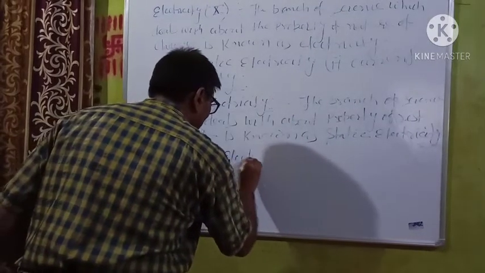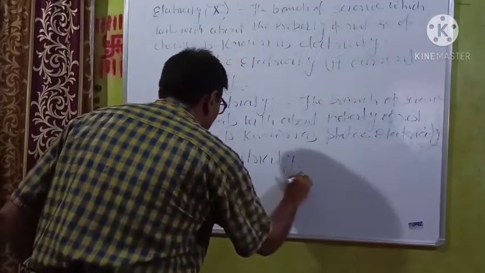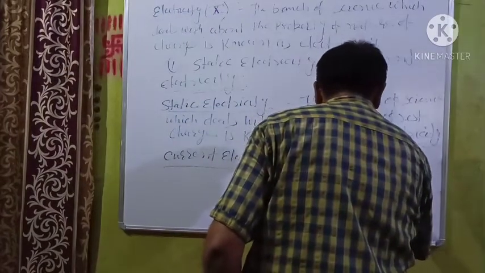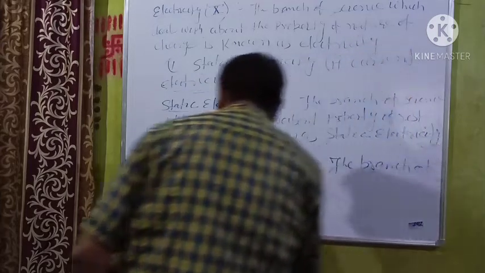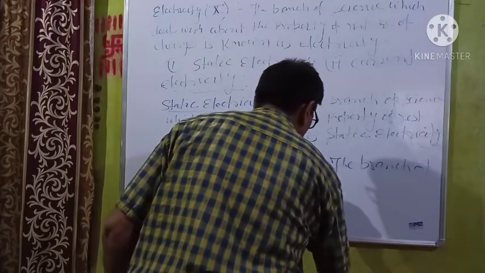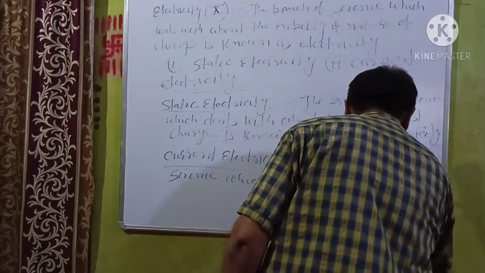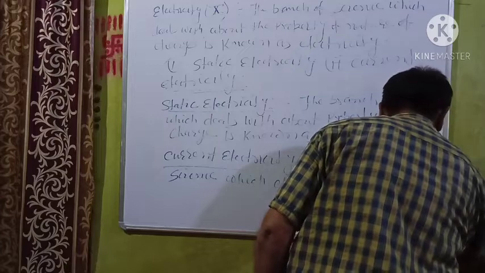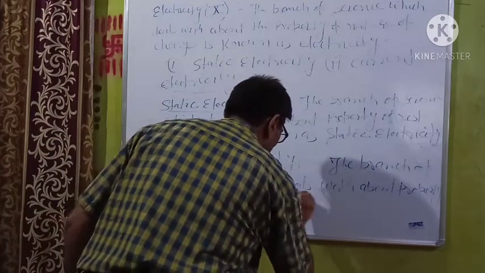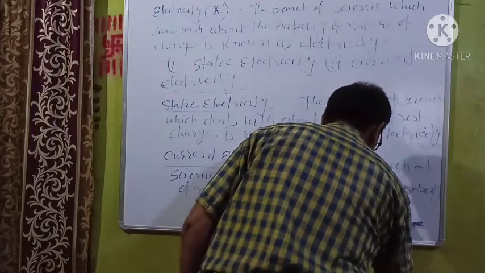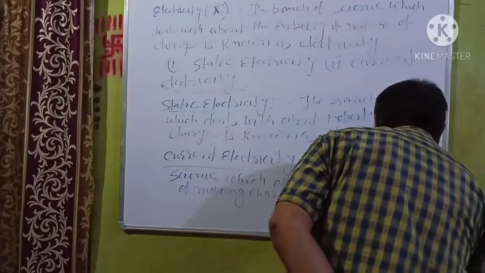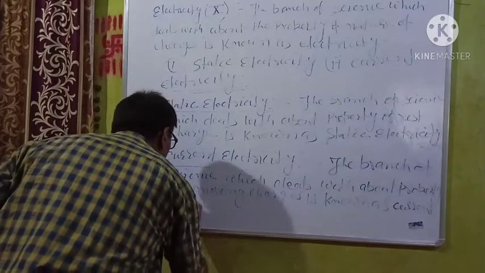Now second is current electricity. The branch of science which deals with the property of moving charges is known as current electricity.